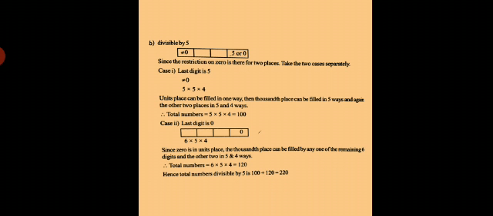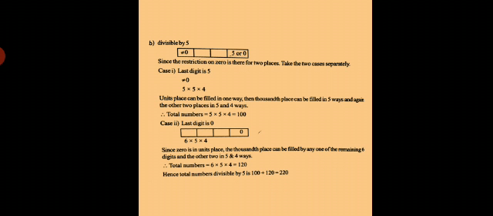Then again, including 0, we can write the remaining 5 digits. Then into 4 in the tens place. Now multiply all these three numbers, you get 100.